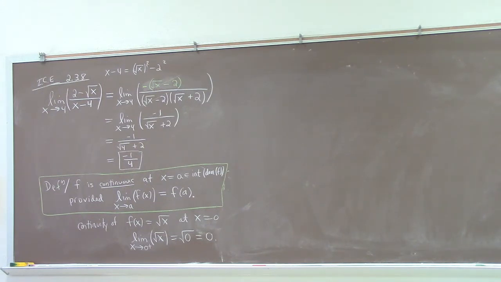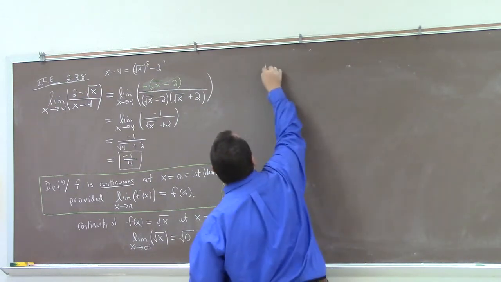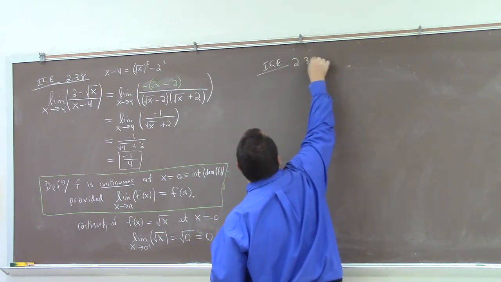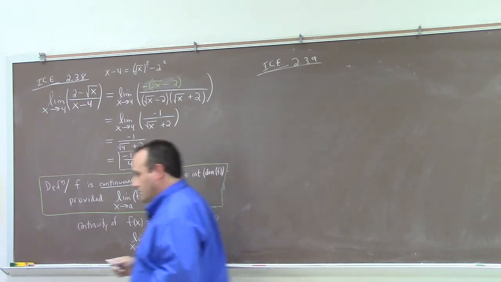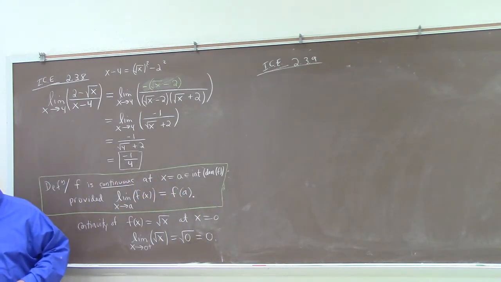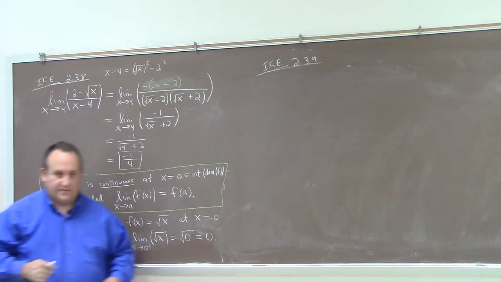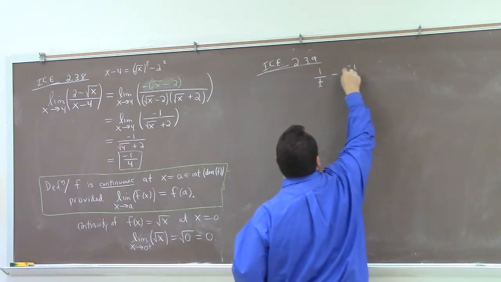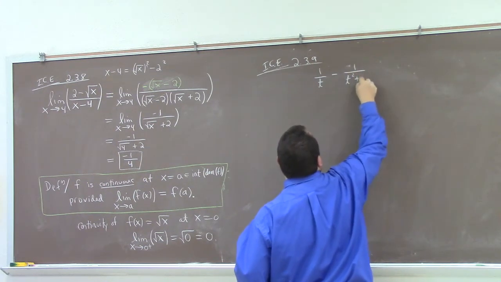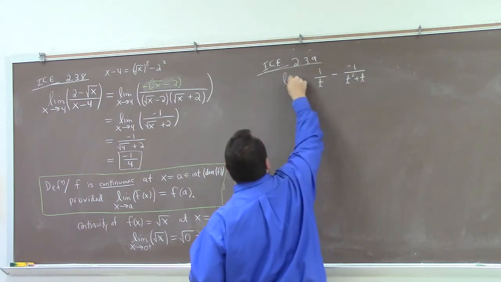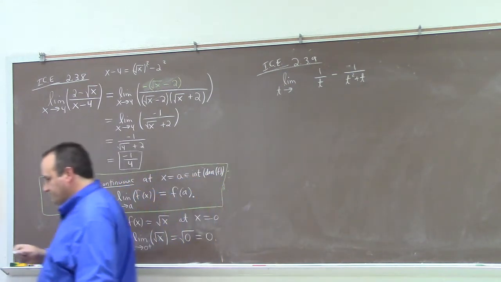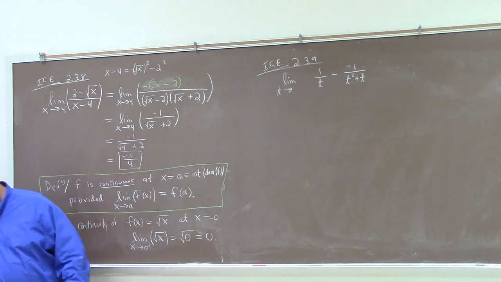Where am I? ICE 2.3.8. I guess that would put us to ICE 2.3.9. Let's see here. So another example. How about 1 over t minus 1 over t squared plus t? And we're looking at the limit as t goes to what? Say 0.